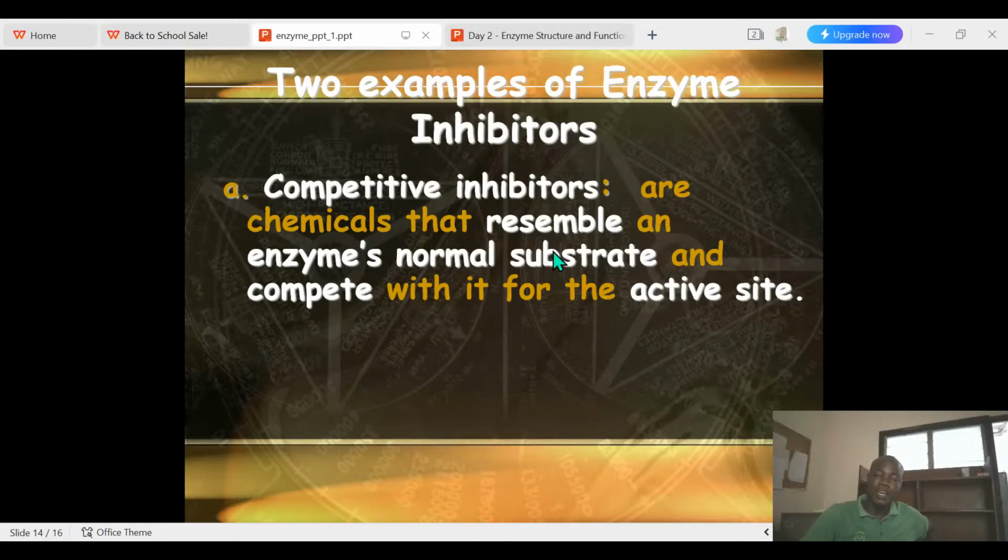And in some microorganisms, some of the enzymes are important for their survival. So if you block the activity of such enzymes by designing a competitive inhibitor, then you can kill the parasite or you can kill the organism. So this is what we do in drug discovery.